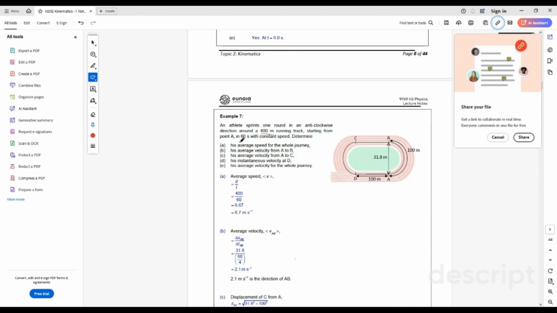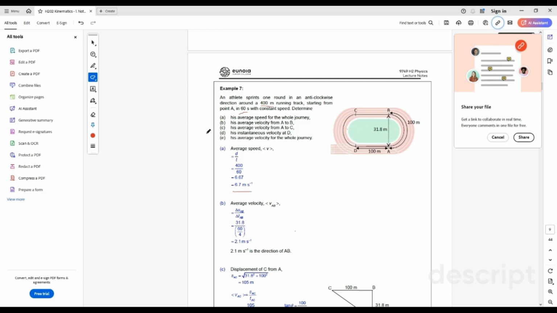And then to find the average velocity from A to B, we want the total displacement, which is the distance between A and B in a straight line. So we account for 100 meters, therefore 31.8 meters instead, since this is the shortest distance between 2 points. Then we divide by the total time taken, which is a quarter of 60 seconds, because 100 meters is a quarter of the distance he ran. So it should take a quarter of the time, 15 seconds. Then we divide to get 2.1 meters per second.